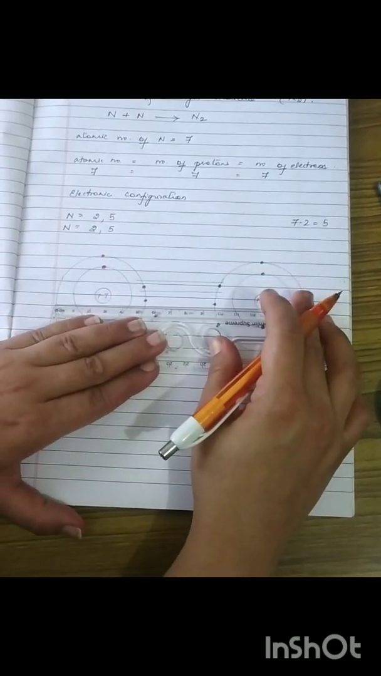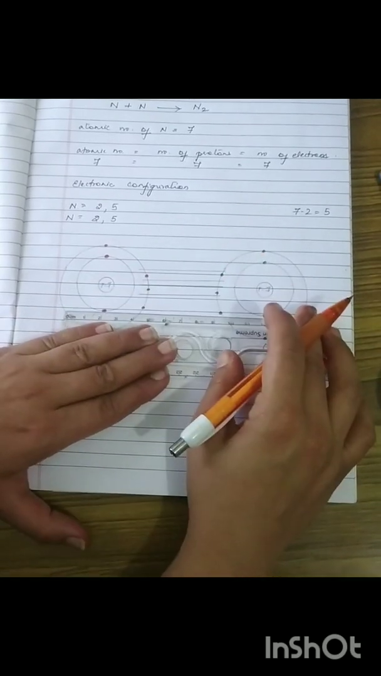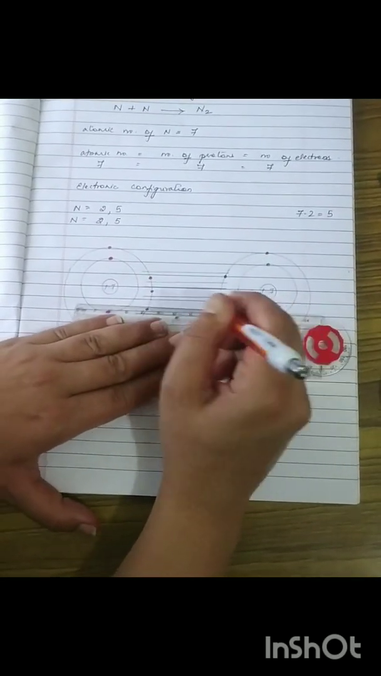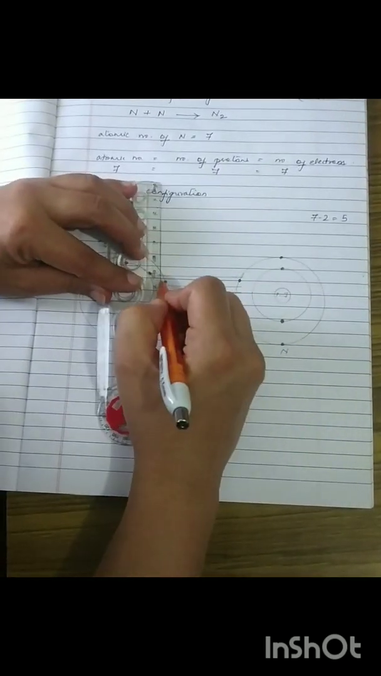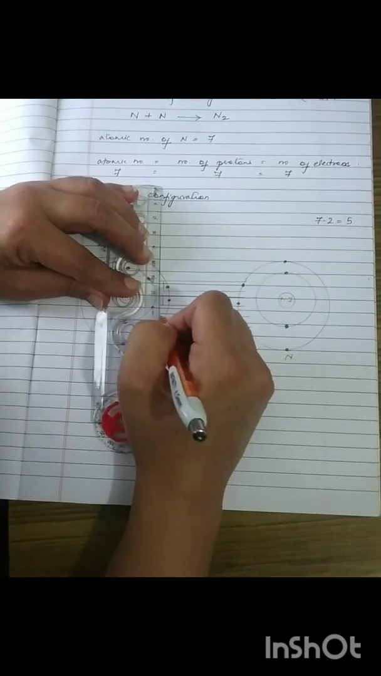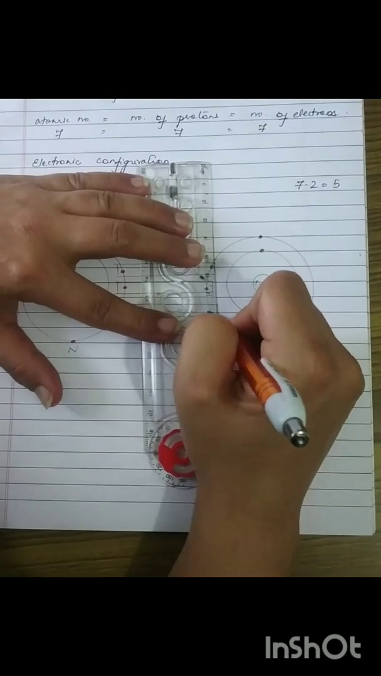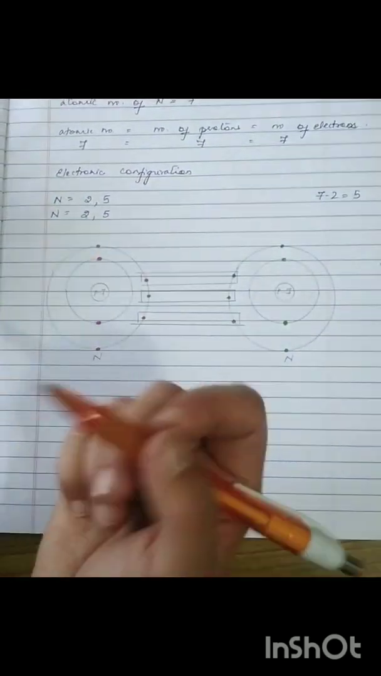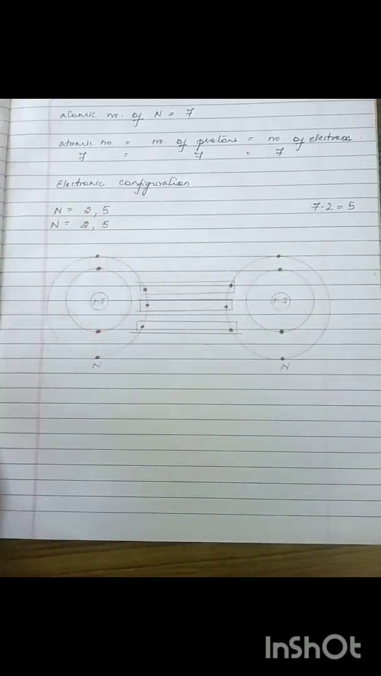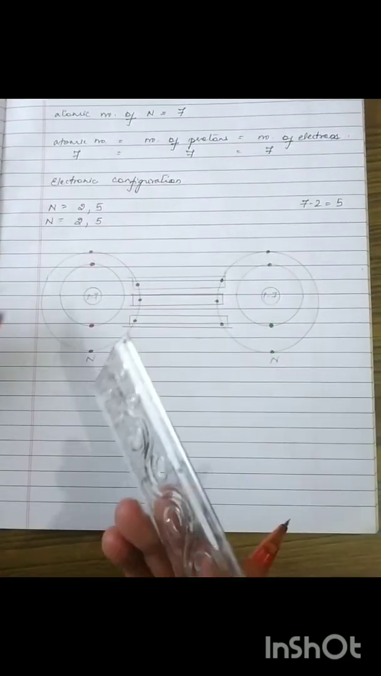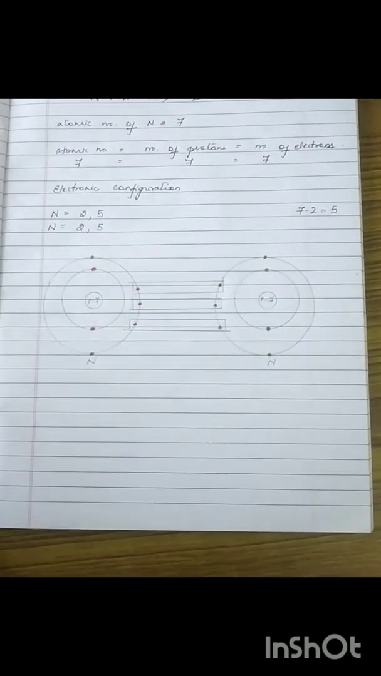So how many electrons do they share? 1, 2, 3. So they share 3 electrons each. So to make the atom stable, what do we have to do? There should be 8 electrons in the outermost orbit, except for hydrogen, where only 2 is required.